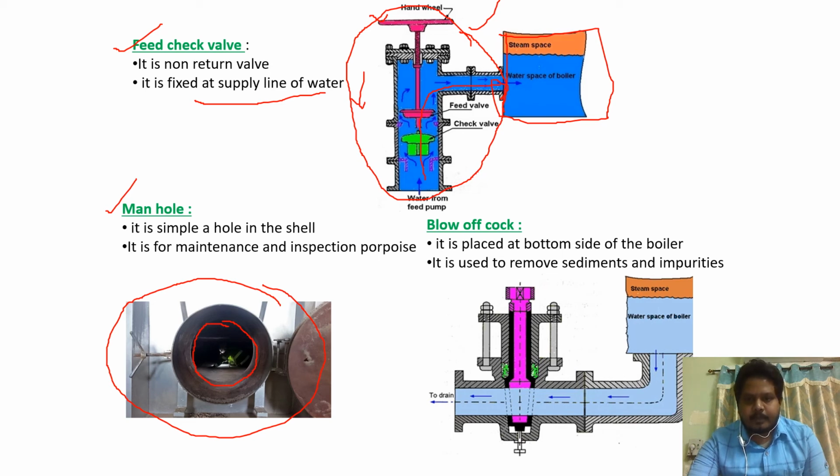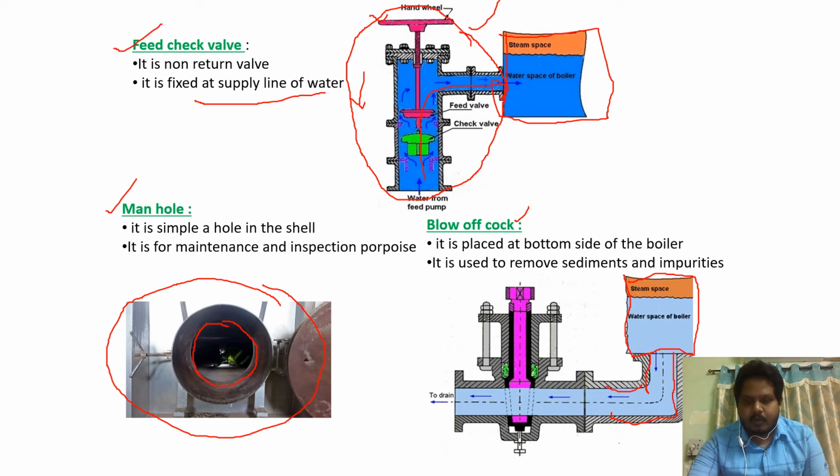The last type of mounting is the blow off cock. This is fixed at the bottom of the shell, not at the top of the shell. Here as you can see in this figure, this is the shell. So here this valve is fixed at the bottom of the shell.